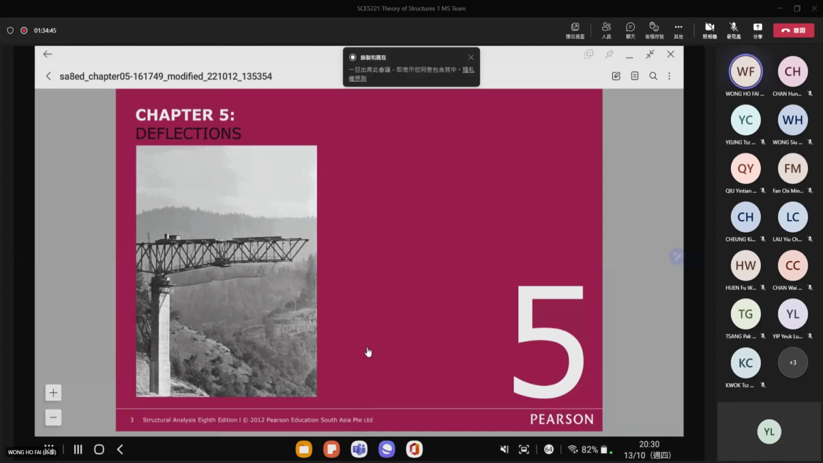We call it the deflection. The deflection is actually a very common thing that we always need to consider for our design. So part of the material is something you have learned before, so it is a kind of revision, and then we have a part which you have not learned before.